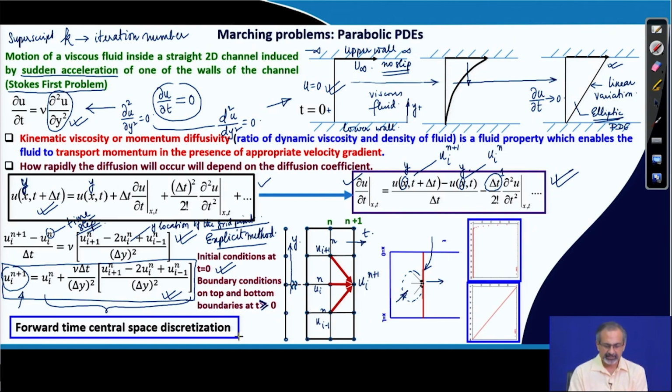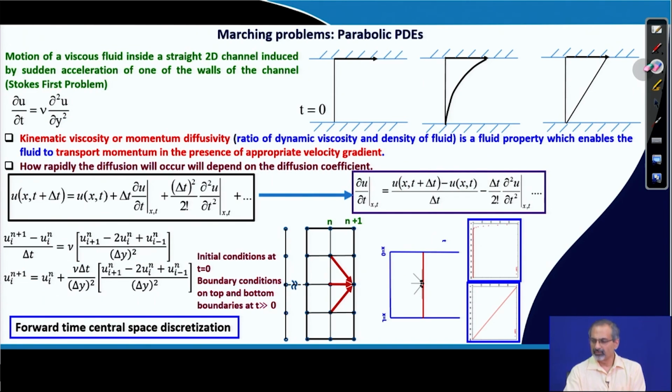This kind of discretization is called forward time central space discretization. If you were to do a numerical solution with a finite number of grid points, you will see that at the beginning of the solution, the grid point values will give you u's which vary like this. Most of the fluid will be at rest, and at long times it will give you a linear distribution. That comes purely by solving this equation as a function of time. So, this is one of the marching problems that we looked at.